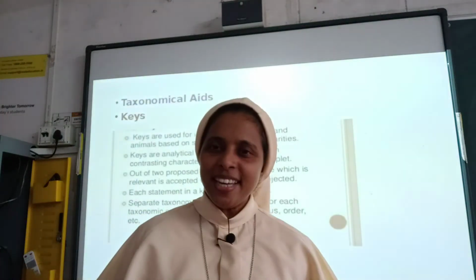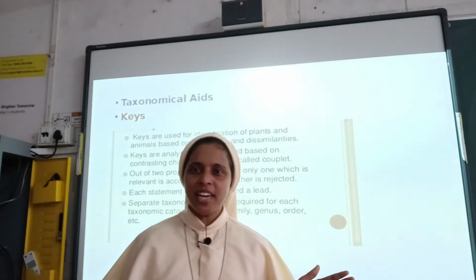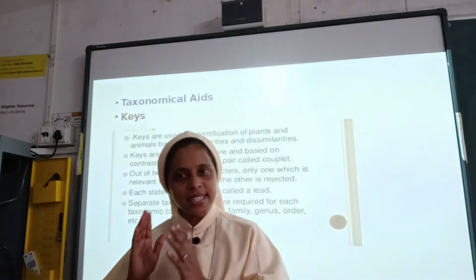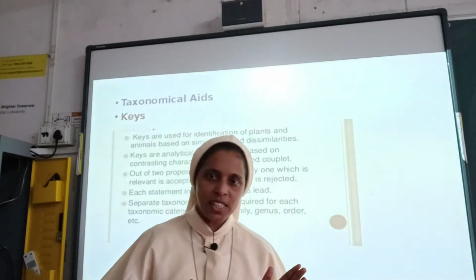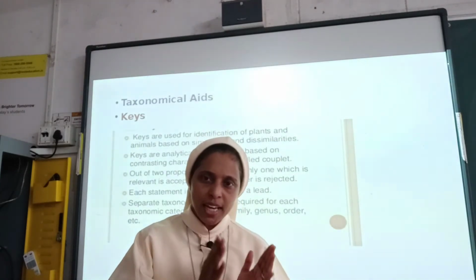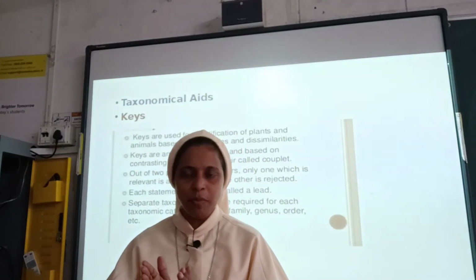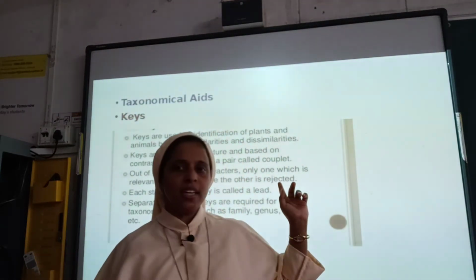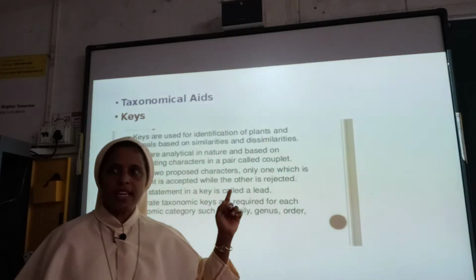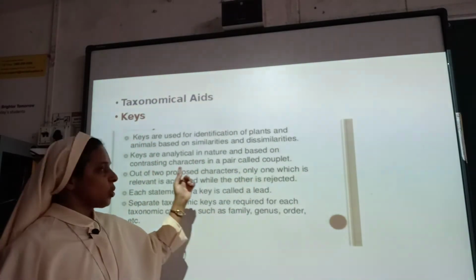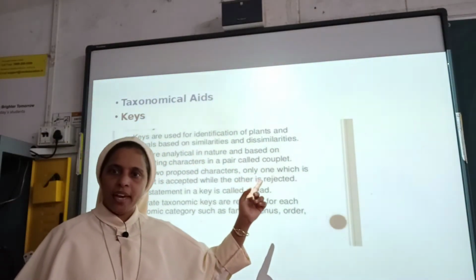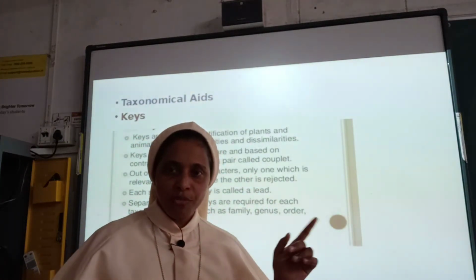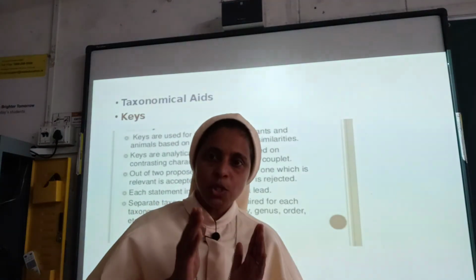So keys are used for the identification of plants and animals based on similarities and dissimilarities. The first point regarding the key is that it is identification of plants and animals based on similarities and dissimilarities. And the second point here is that keys are analytical in nature and based on contrasting characters in a pair called couplet.